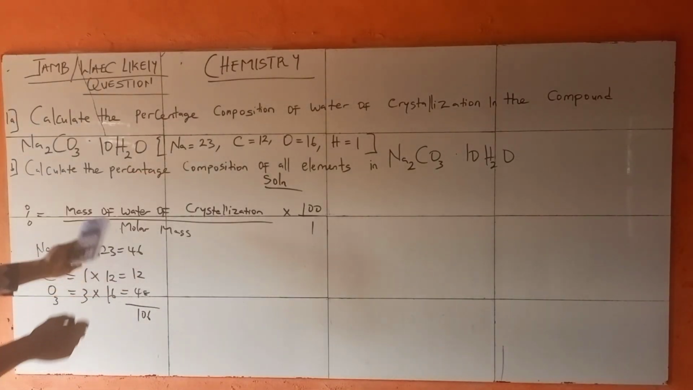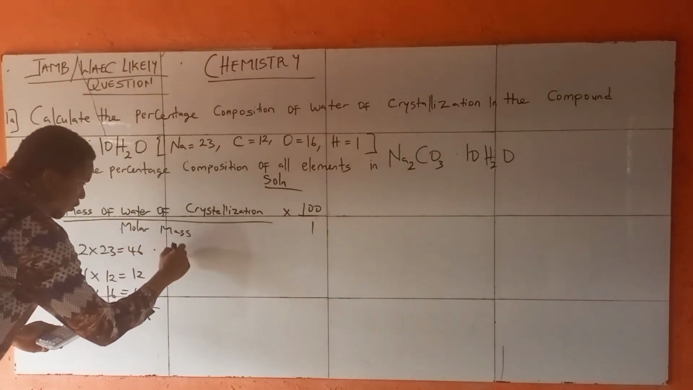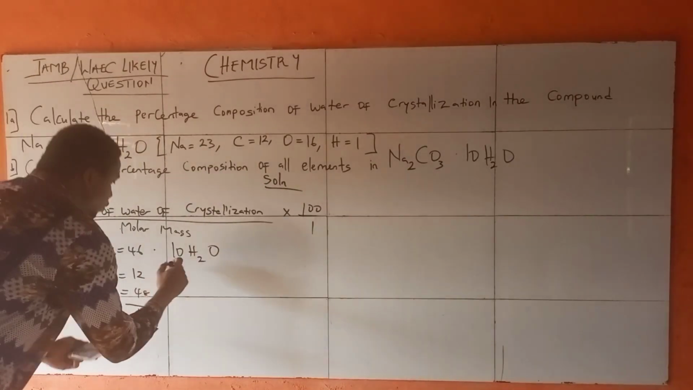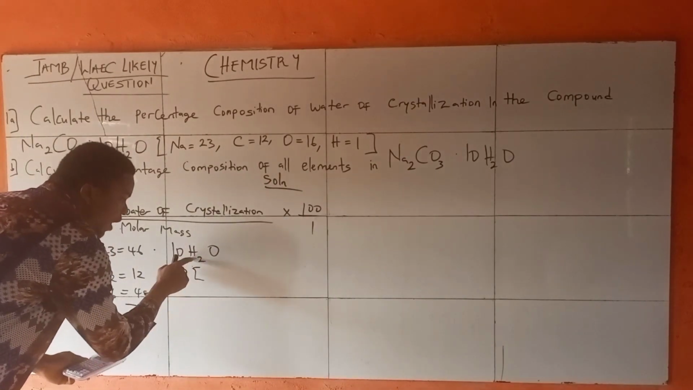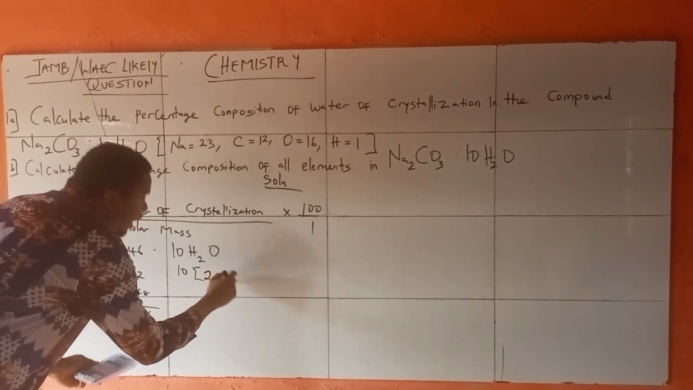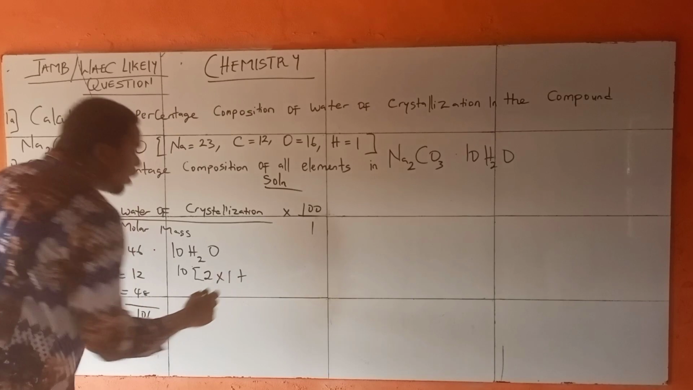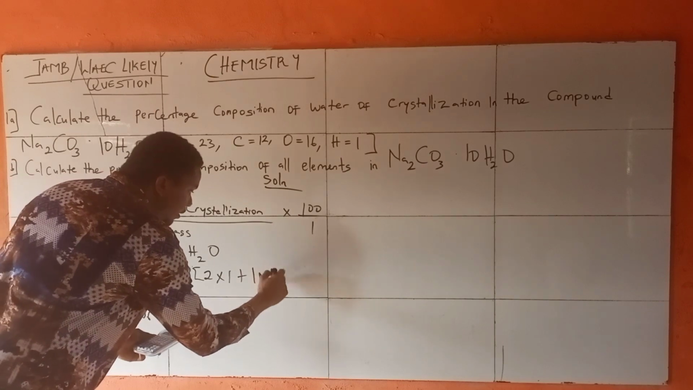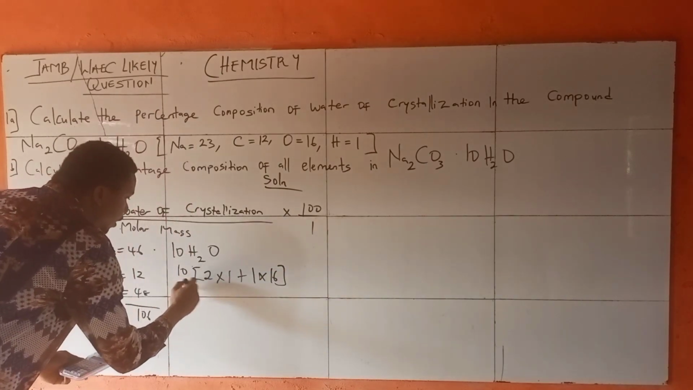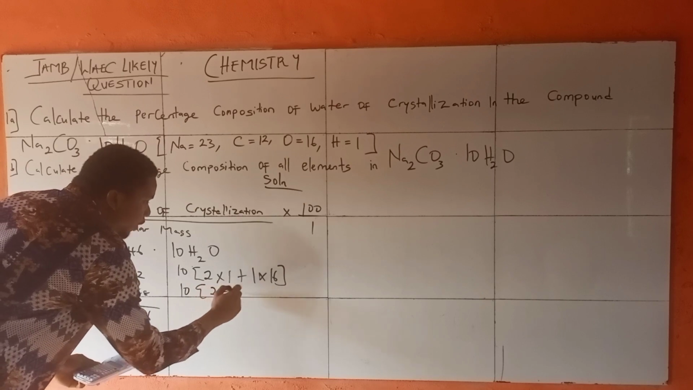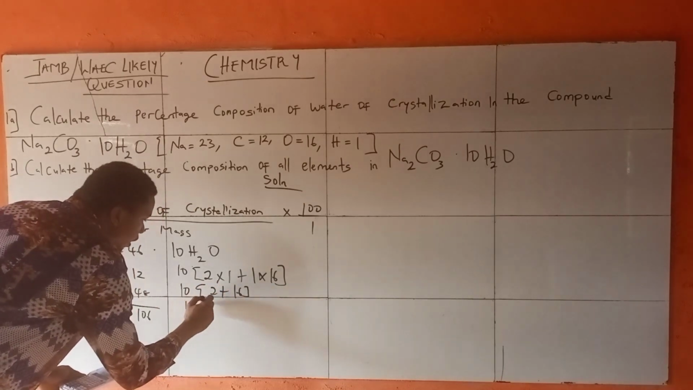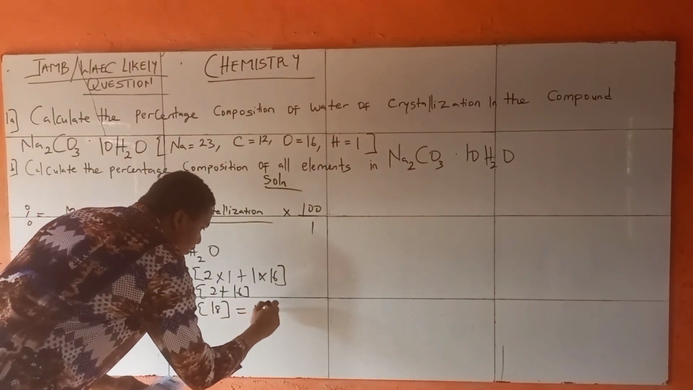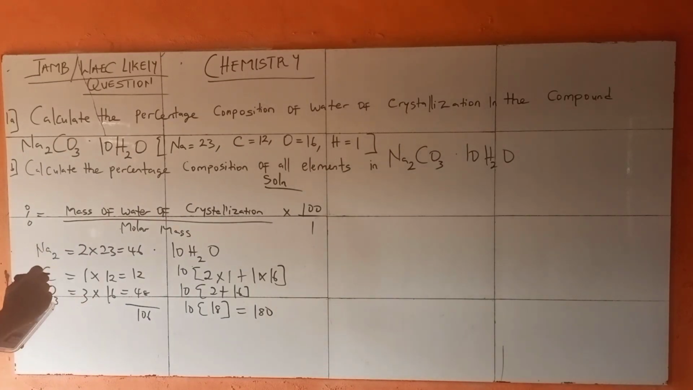Now let's go to the water of crystallization, 10H2O, decahydrate. So this will be 10 into, we have 2 atoms of hydrogen here, 2 times the mass of hydrogen 1, plus 1 atom of oxygen here, 1 times the mass of oxygen 16. This will be 10 into 2 plus 16, which is 10 into 18. 10 times 18 should give us 180.